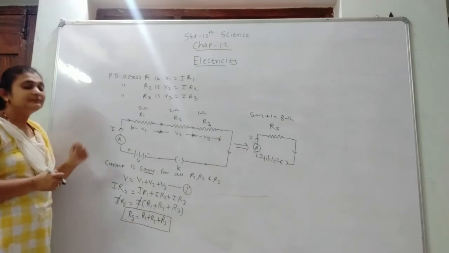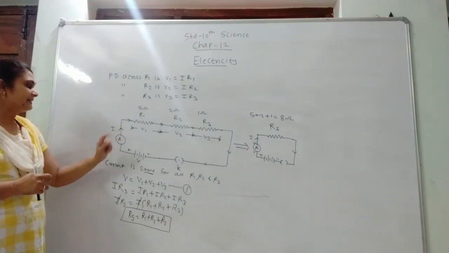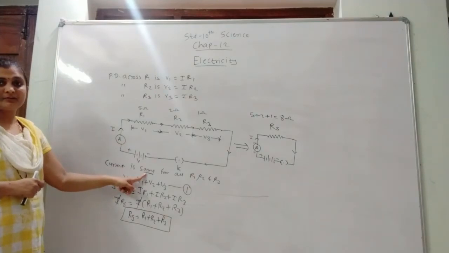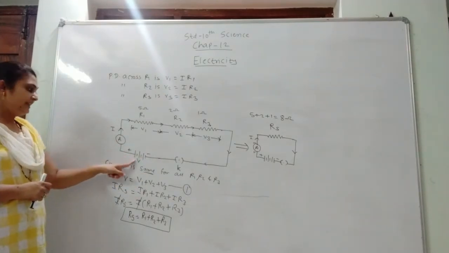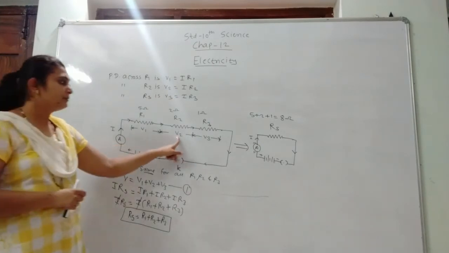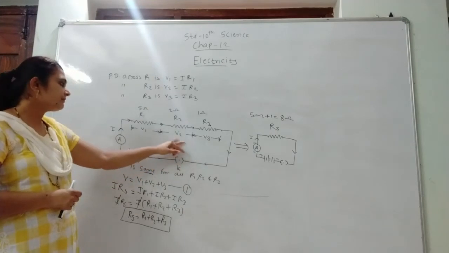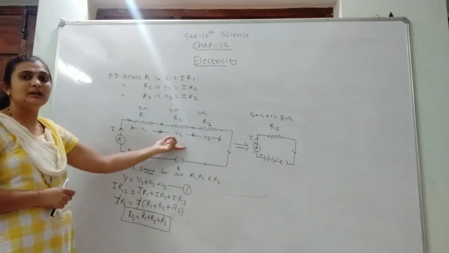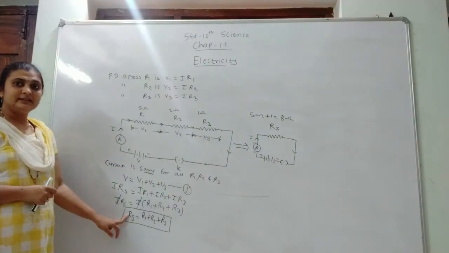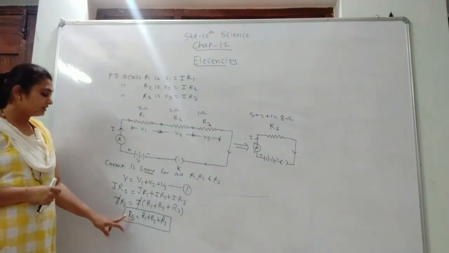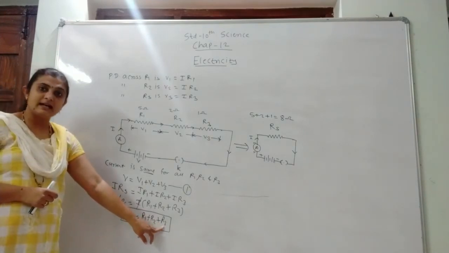This is all about the series connection. This one is the diagram. In this diagram, current is the same for all the resistors R1, R2 and R3. V is equal to V1 plus V2 plus V3. The sum of all the potential differences across R1, R2, R3 is equal to V. Final answer: RS, the equivalent resistance for the series connection, is equal to R1 plus R2 plus R3.